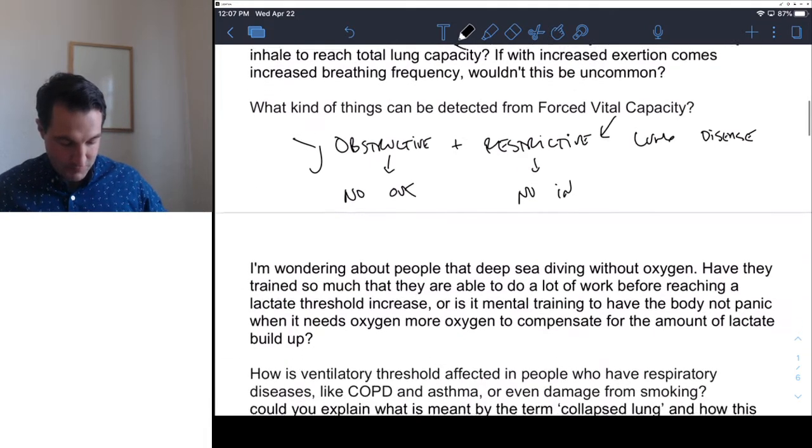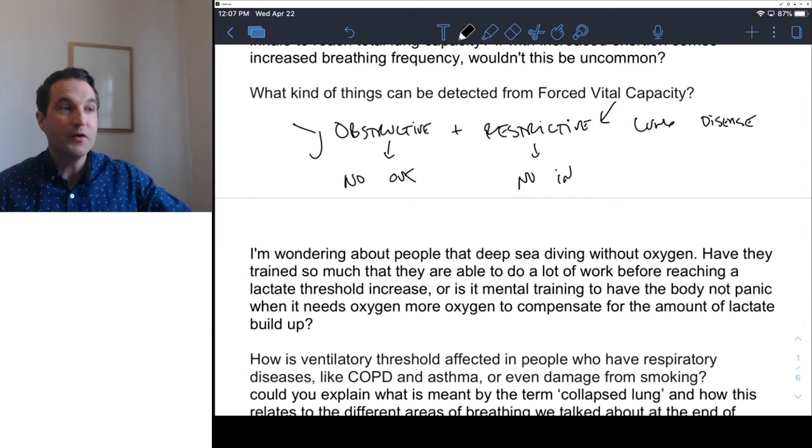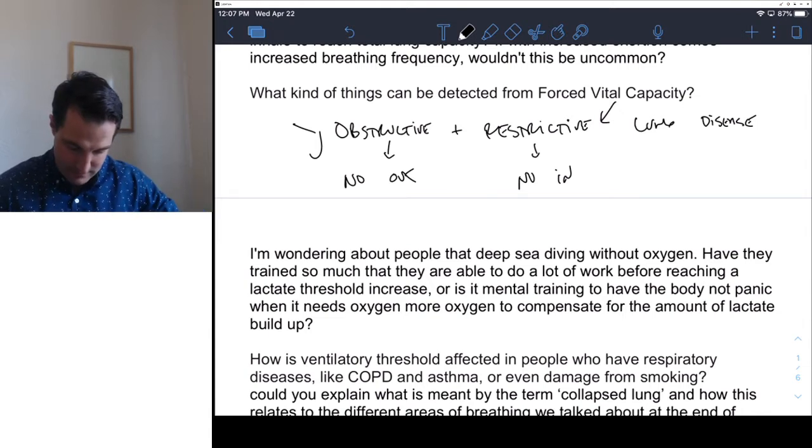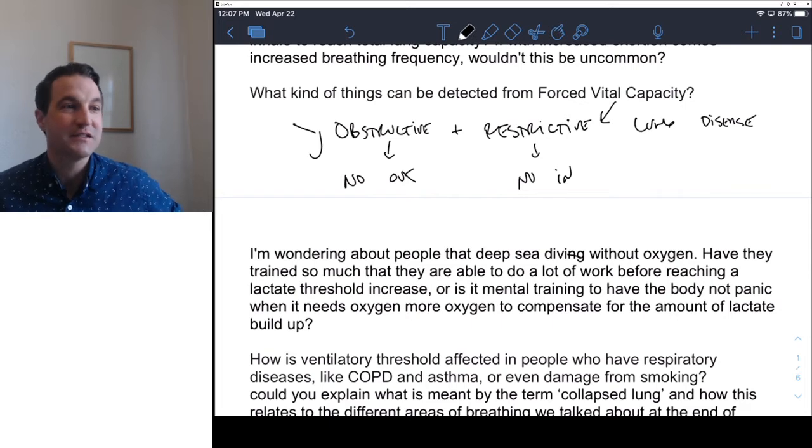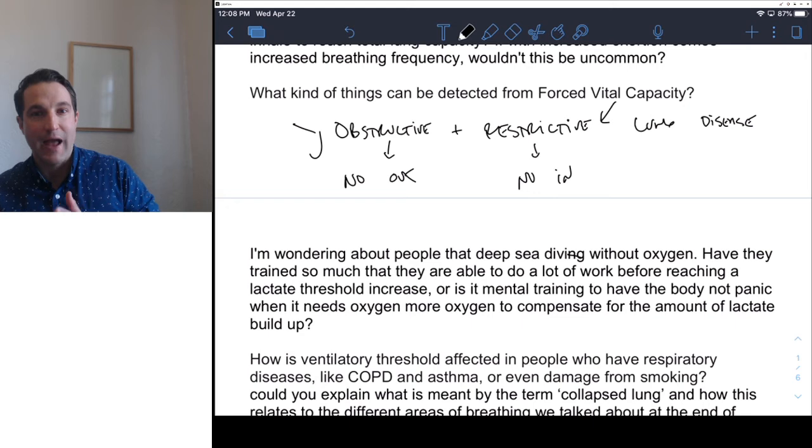Okay, let's move on. I'm wondering about people that deep sea dive without oxygen. Have they trained so much that they are able to do a lot of work before reaching a lactate threshold increase, or is it mental training to have the body not panic when it needs oxygen to compensate for the amount of lactate buildup? Because last lecture, remember, we talked about how breathing is related to lactate buildup.